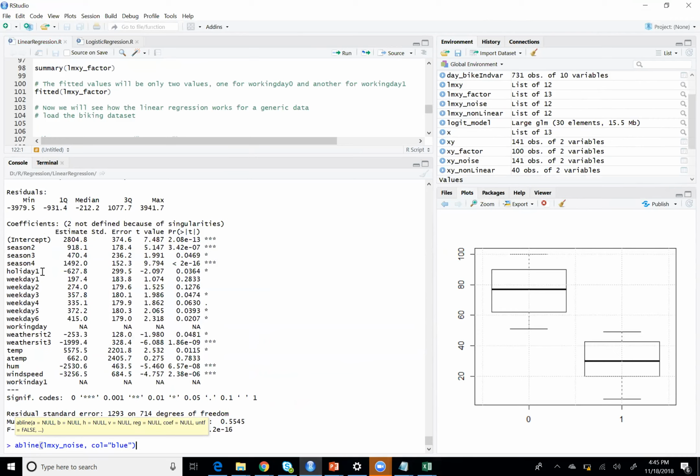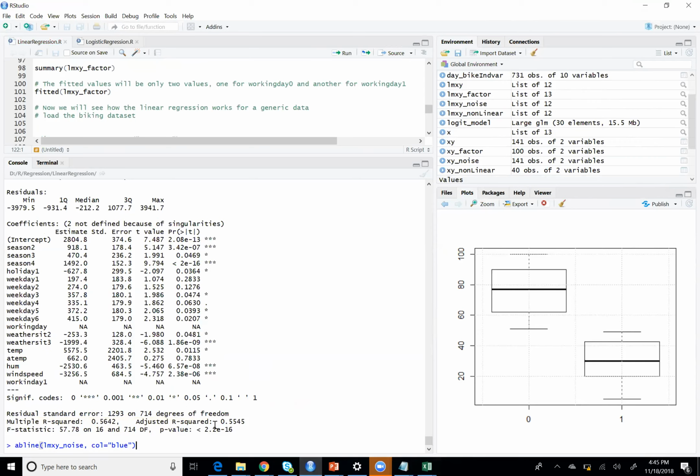Holiday actually has only 1. Weekday has 1, 2, 3, 4, 5, 6. That's correct, because there are Monday, Tuesday, Wednesday, Thursday, Friday, and weekend. That's why it creates 6 categories for them. But if you look at this, only some of them have 3 stars and some of them have 1 star. Some of them don't even have any values. So that tells us that not all of them are useful.